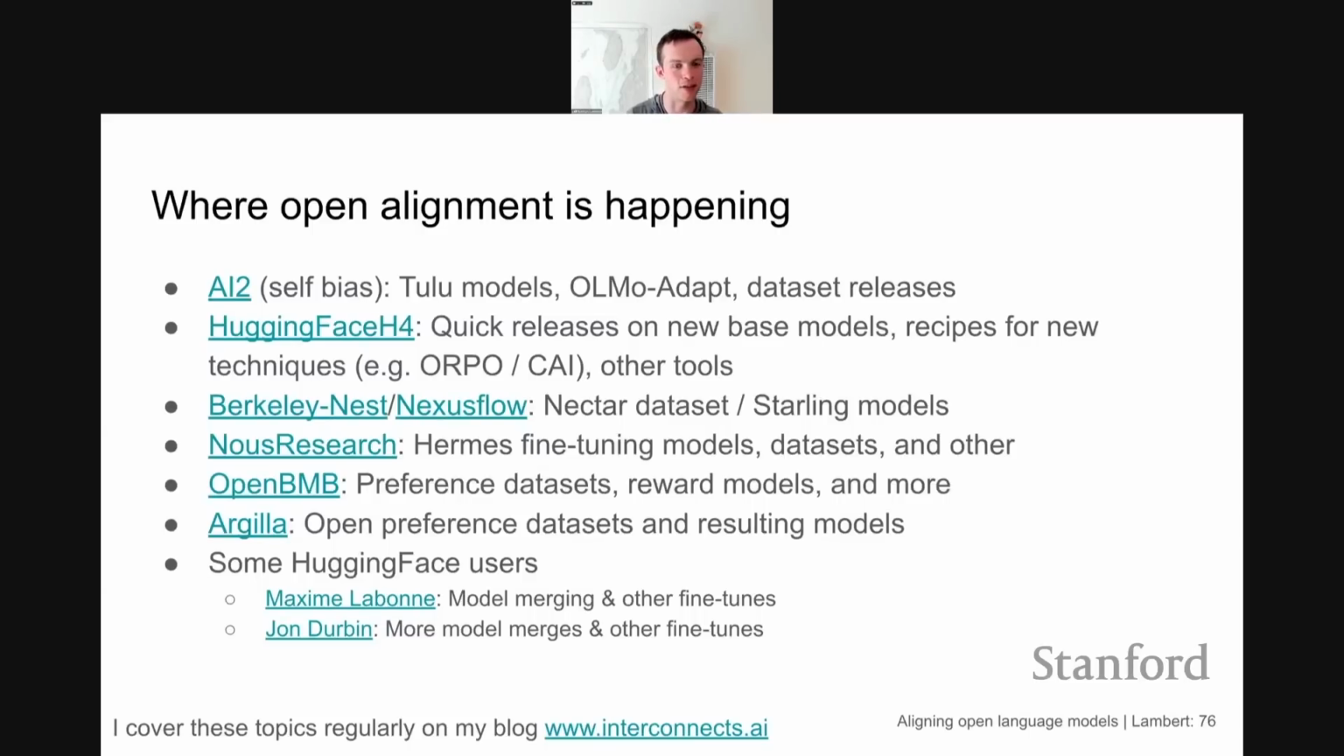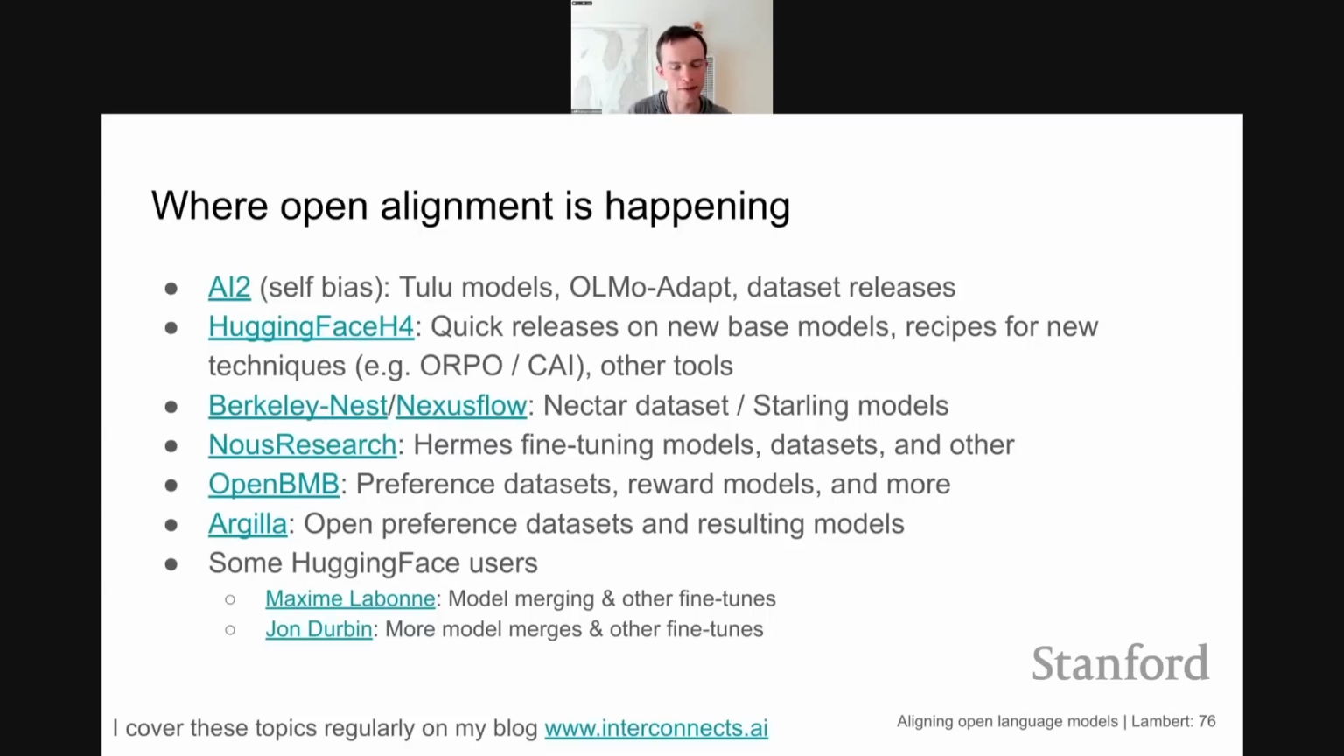OpenBMB in China has been doing a lot of preference data sets. They've recently released some data sets called UltraInteract, which is some math preference data for doing RLHF and fine-tuning. Argilla is a startup around building tools to annotate data, focused on preference data. And there's even just individuals that are driving this narrative. So Maxime and John, there's just a lot of people.